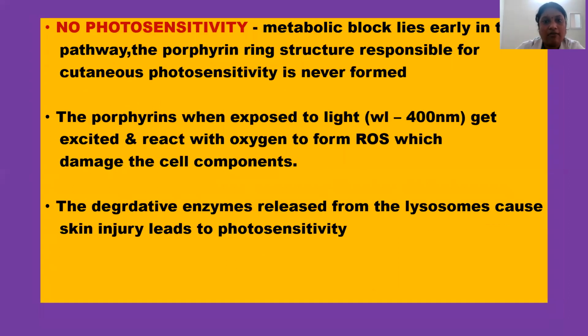Why there is no photosensitivity is because the metabolic block lies early in the pathway. So the porphyrin ring structure, which is responsible for photosensitivity, is never formed at all. The photosensitive compound which is synthesized lower in the pathway is not being synthesized. This porphyrin, when exposed to light at 400 nanometer, will get excited and react with oxygen to form reactive oxygen species, which will damage the cell components. The degradative enzymes released from the lysosome will cause skin injury, leading to photosensitivity.